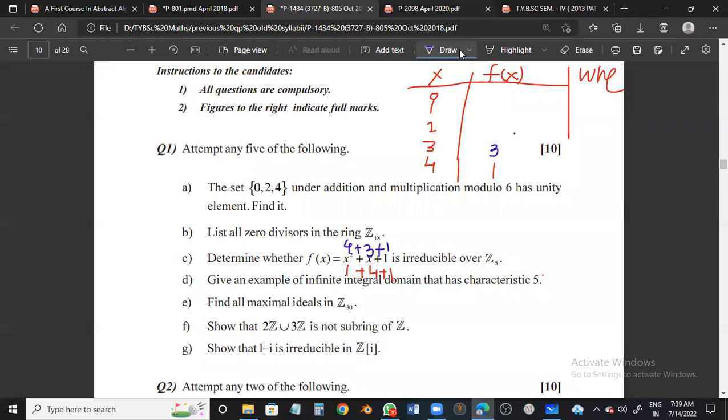If I go with 2, what is going to happen? 2 square is 4 plus 2 plus 1. How much? 2. Yes. So the answer is 2 here. For 1, 1 plus 1 plus 1 is directly 3. And for 0, it is 1. Nowhere am I finding a 0. F of x becomes non-zero every time. And if it is non-zero, it has no factor. So everywhere I'll be writing no.